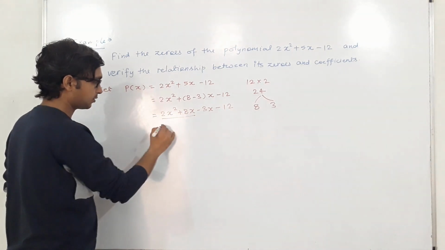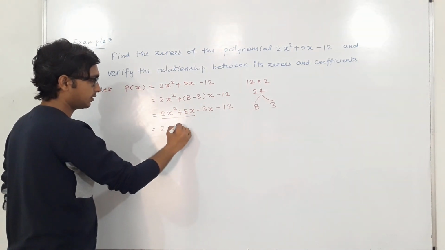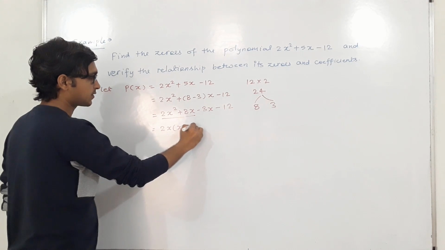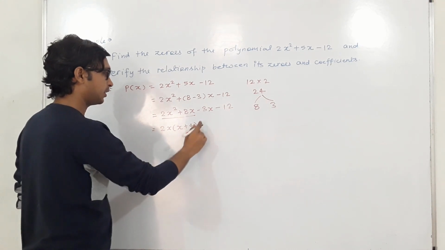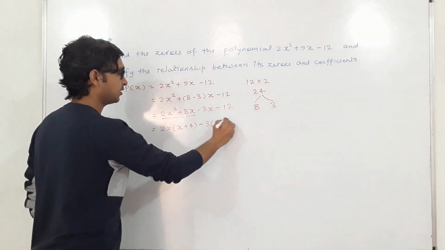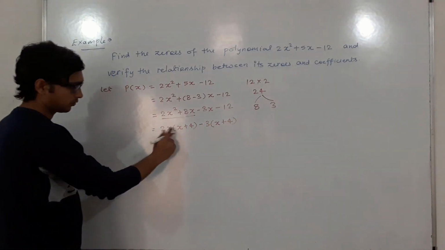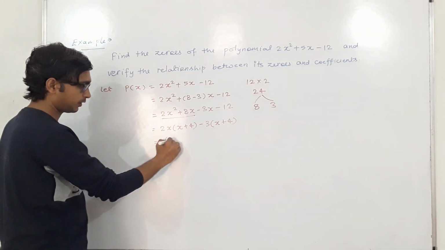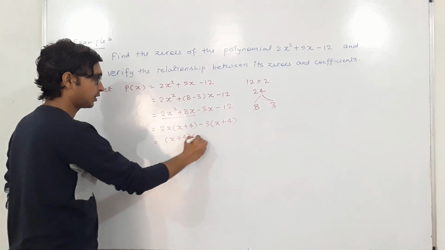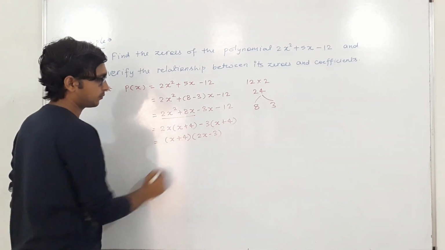So from these two terms we can take common 2x, then we get here x plus 4, and here we can take common minus 3. So we get here x plus 4. So now we can take common x plus 4 and here we get 2x minus 3.